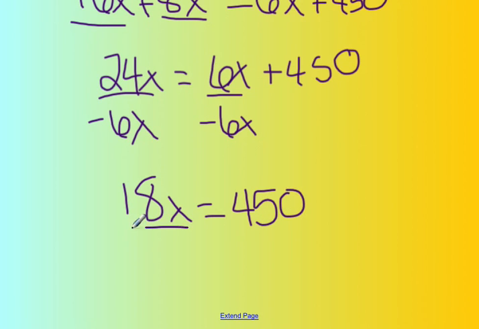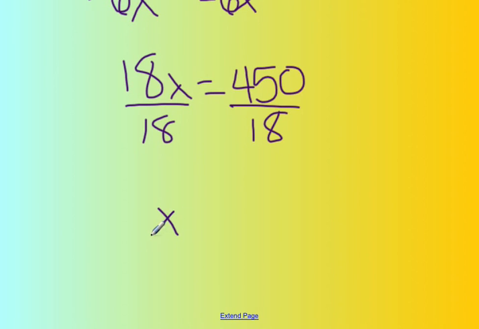Now that 18 is being multiplied, I'm going to divide both sides by 18. When I do that, 450 divided by 18 gives me 25, and then I'm just going to write days.